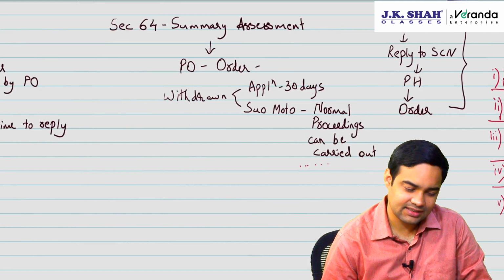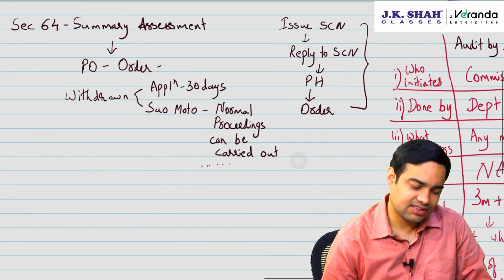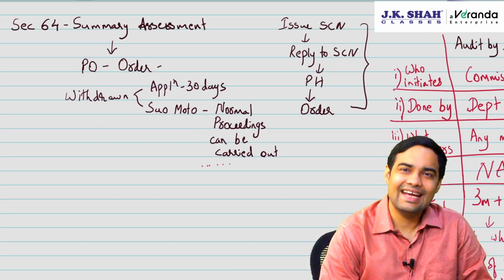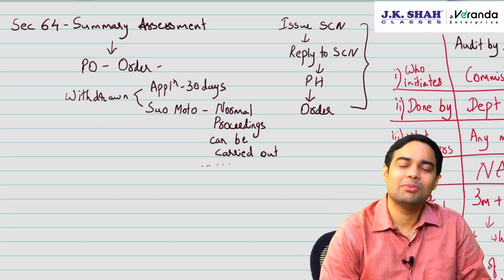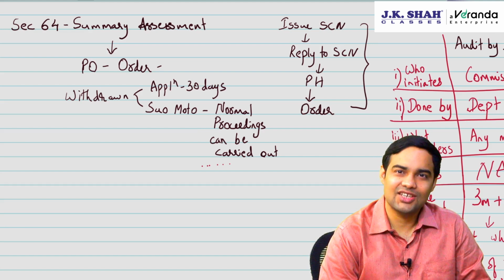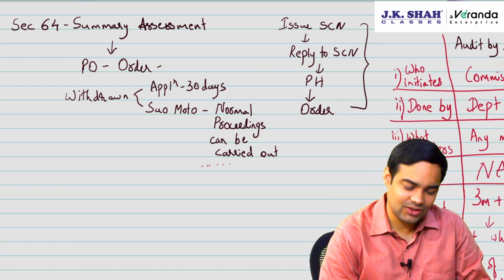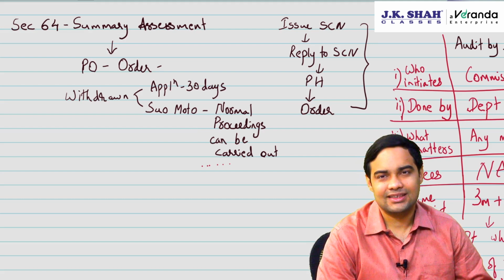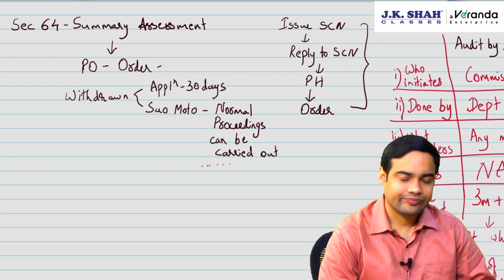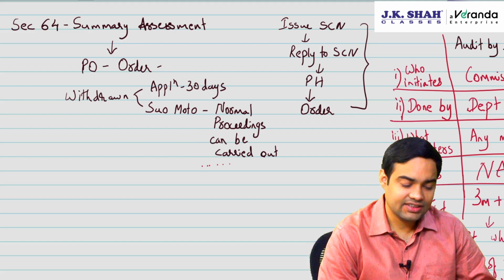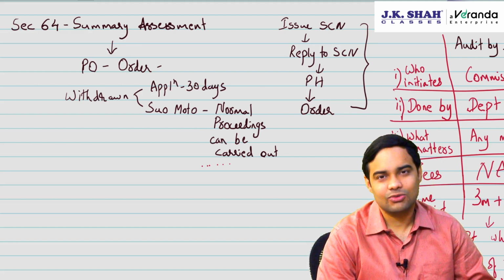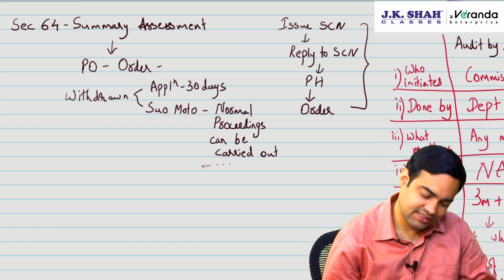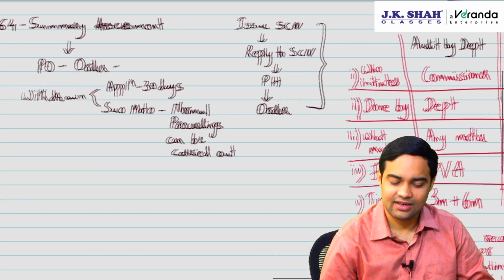64. Summary assessment. The normal process takes time. If department feels that no, this delay in passing the order will be prejudicial to the interest of the revenue, then they can pass a summary assessment. 2 cases where it can be withdrawn: application made by the taxable person within 30 days of receipt of summary assessment order, or suo moto, where the officer feels that instead of following summary assessment, normal proceedings can be carried out.